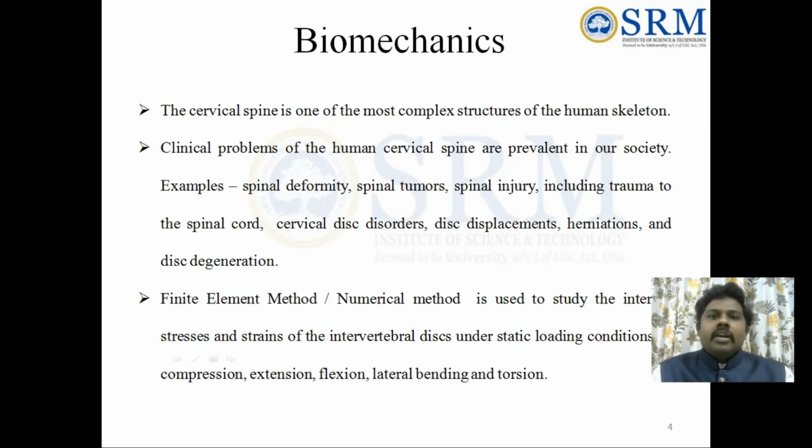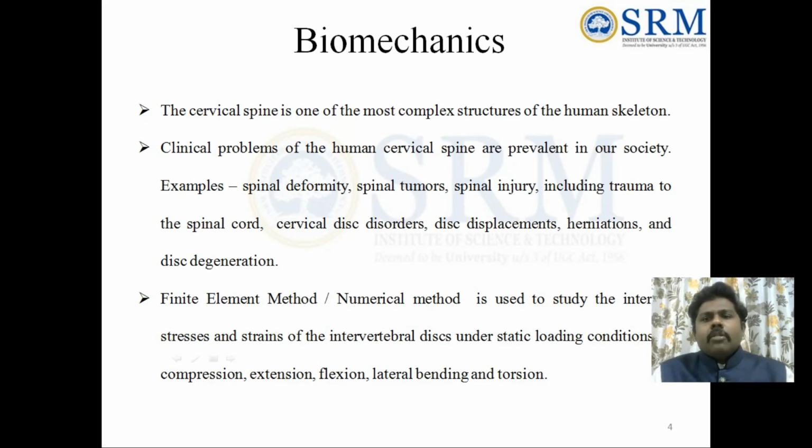The spine is the main part of our body. The spine is what we call the backbone of our body. While talking about the spine, it is classified into three areas. In the spine, the cervical spine is one of the most complex structures in the human skeleton. It makes the connection between our head and the spine. That is a very important area while we are analyzing things.